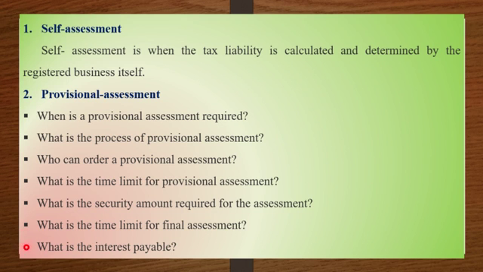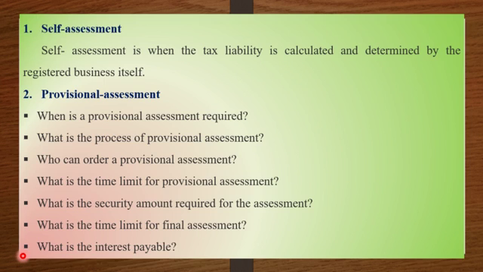And last situation is, what is the interest payable? See, if the final tax amount is more than the provisional assessment amount, the assessee would have to pay an interest on the excess amount under the provisions of section 60 subsection 4. The interest rate would be 18% per annum and the interest would be payable from the first day after the payment due date till the day the tax has actually been paid.